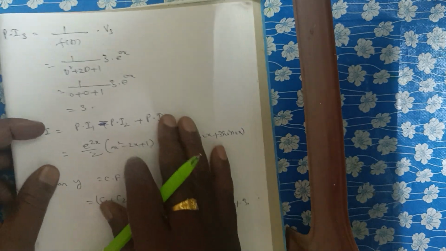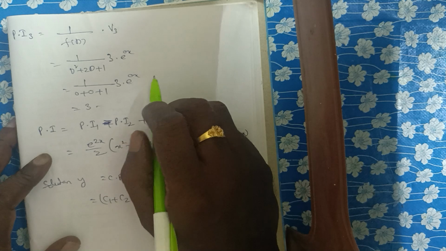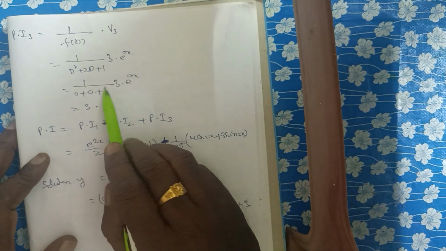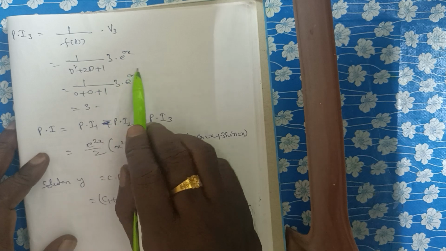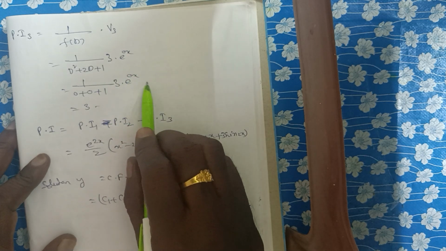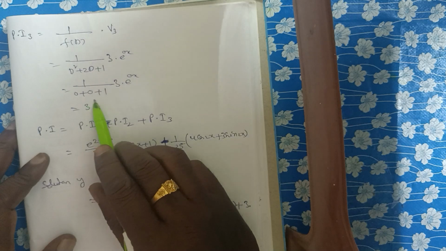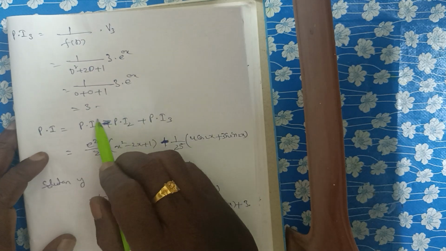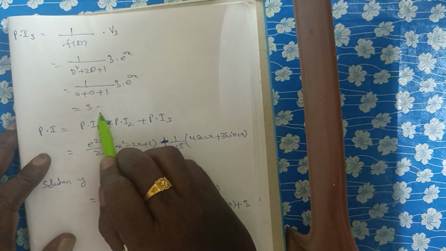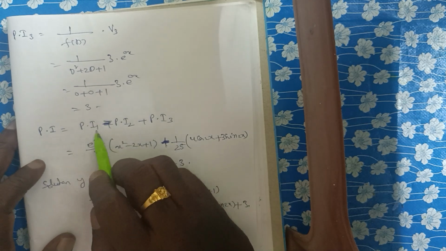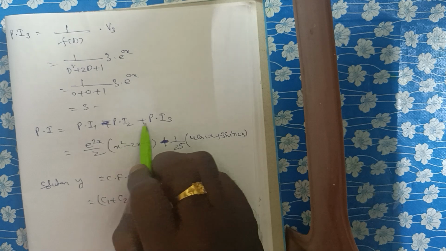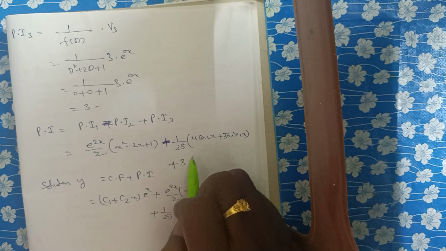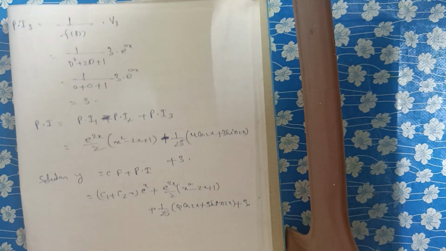Then we have another particular integral, PI3, which is 1 by f of D into e power 0x, that is 1 by D squared plus 2D plus 1, 3 into e power 0x, with 0 replaced by D. So 1 by 0 plus 1, 3 into e power 0x. Finally the answer is 3. So PI is equal to PI1 minus PI2 plus PI3. This is the PI1 value, this is the PI2 value, this is the PI3 value.